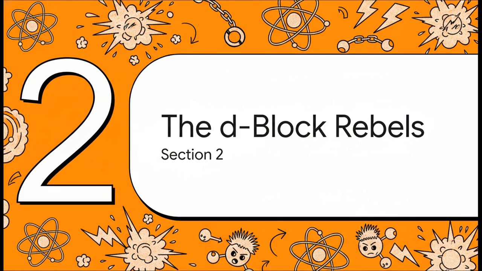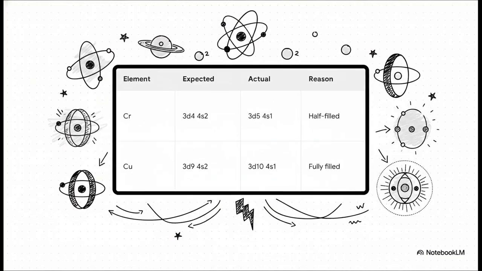Moving on to Section 2, the D-block rebels. The thing you've got to know is that not all elements play nice with the standard electron configuration rules. Take chromium, for example. Based on the usual pattern, you'd totally expect its outer shell to end in 3d4 4s2, but its actual configuration is 3d5 4s1. Why the switch? Because a half-filled D subshell offers incredible thermodynamic stability.